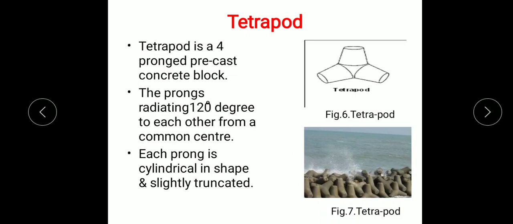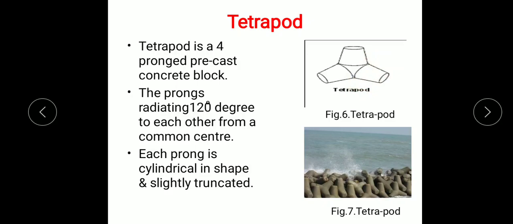The second type of special concrete block is the tetrapod. Tetrapod is a 4-pronged precast concrete block. Here figure 6 shows a tetrapod in elevation, so we can see only 3 prongs, but it is a 4-pronged precast concrete block. The prongs radiate at 120 degrees to each other from a common center, and each prong is cylindrical in shape and slightly truncated.